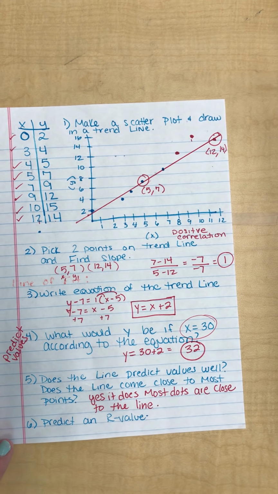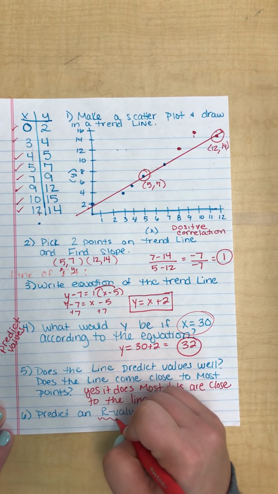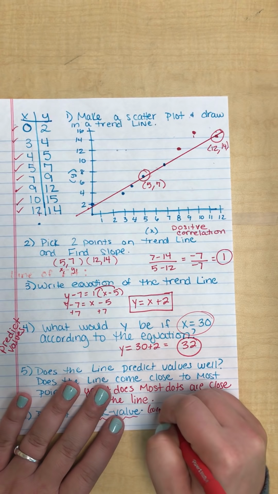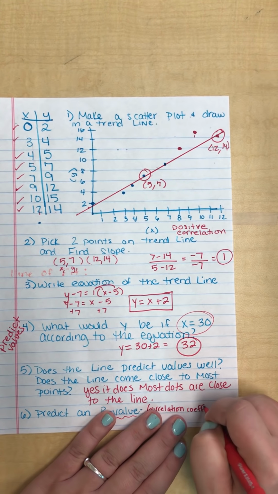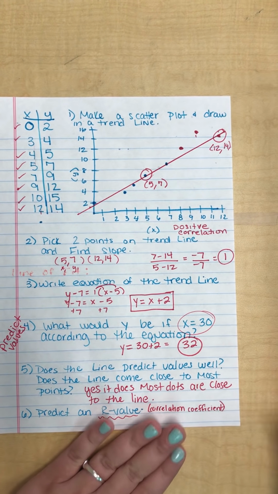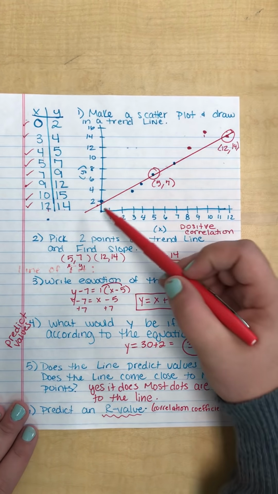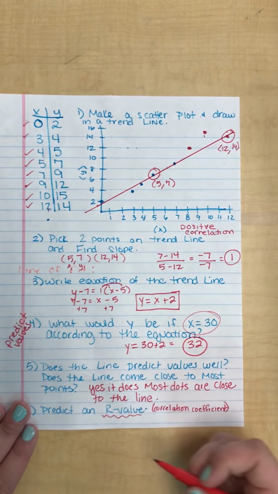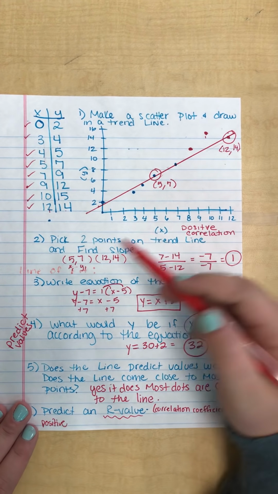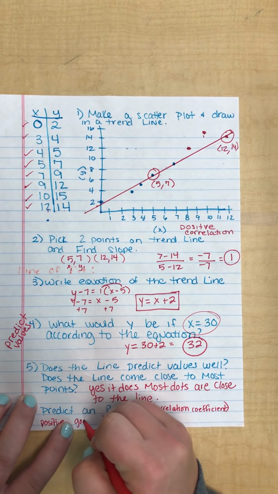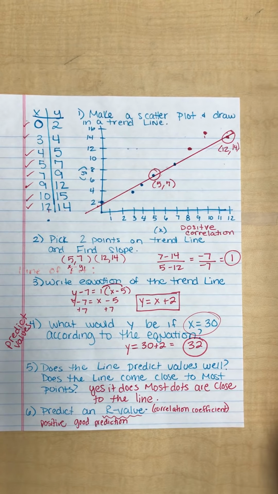All right, and then our last thing, predict an R value. You will find later on that you can actually do this R value, or correlation coefficient, on the computer. But for right now, we're just going to predict it. The R value is going to be positive if it's a positive relationship, and negative if it's a negative relationship. So we know that it's going to be positive, and we know that it's a pretty good prediction, because most of our dots are close to the line.